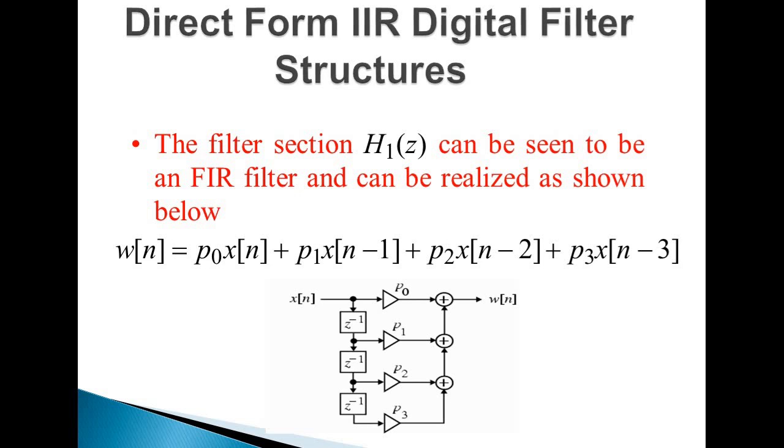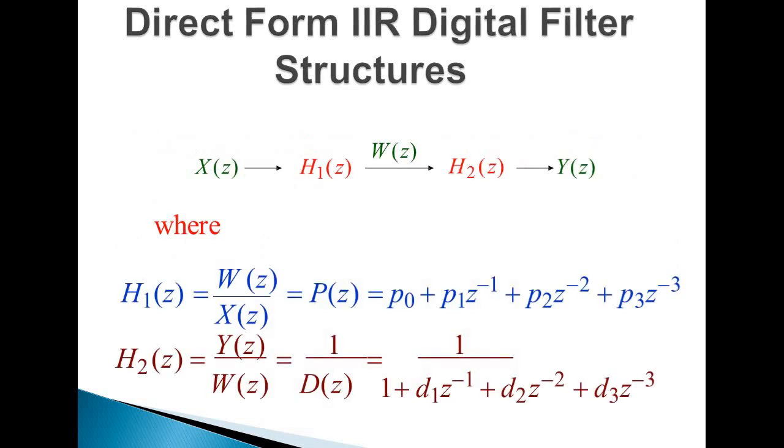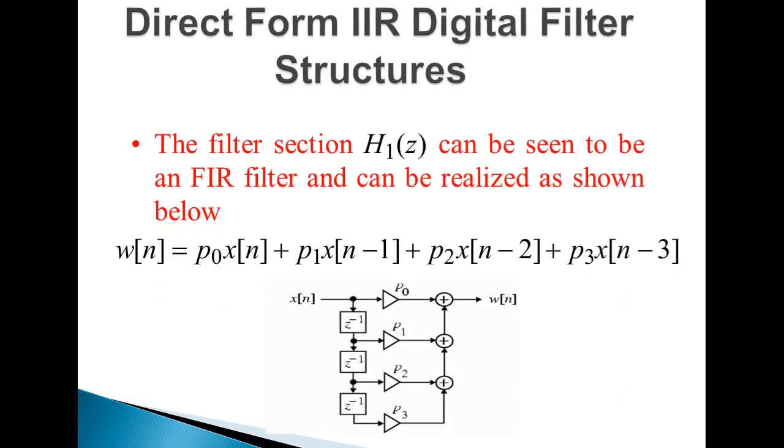So H1(z) is going to be equal to, see, by taking the inverse z transform, w(n) will be IZT of W(z). So we will cross multiply it, the p0 terms we will multiply by X(z). By taking IZT it will be x(n), and so w(n) will be p0 into x(n) plus p1 into x(n minus 1) plus p2 into x(n minus 2) plus p3 into x(n minus 3).